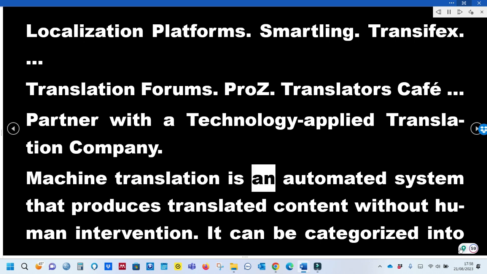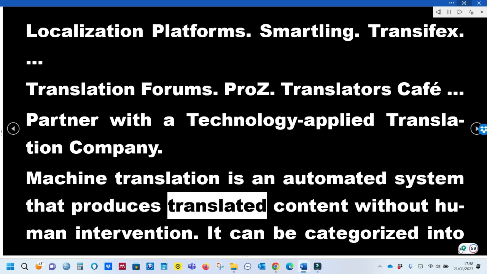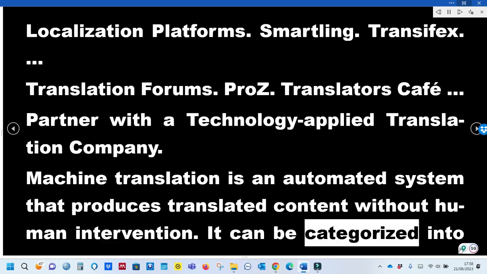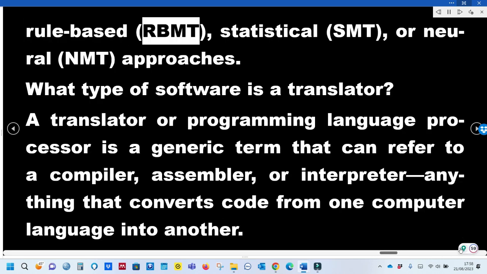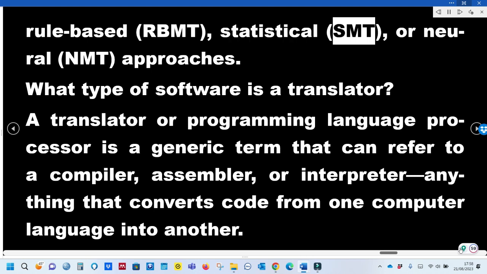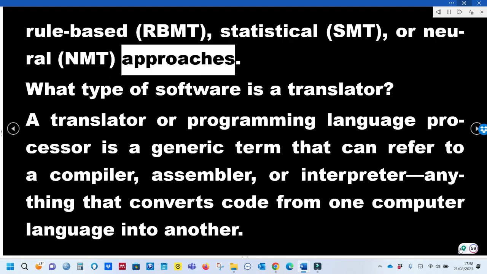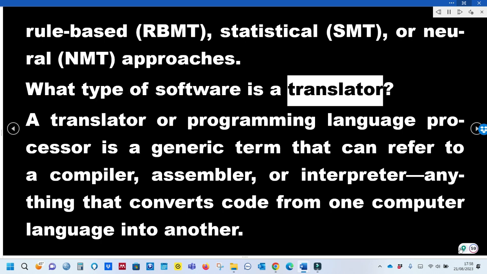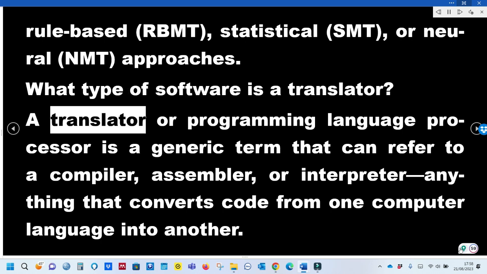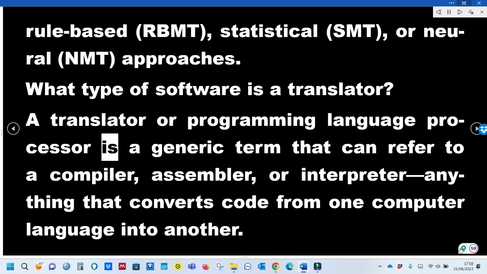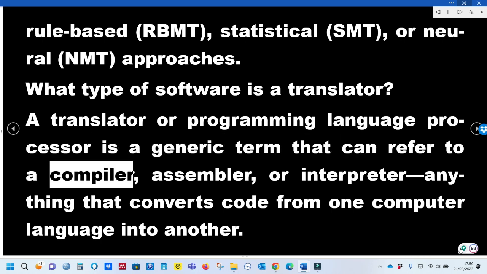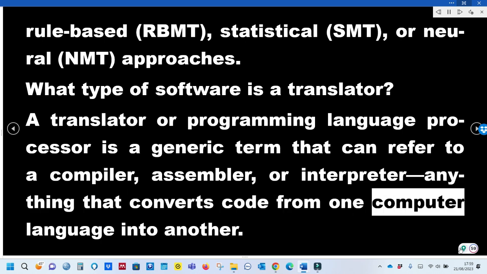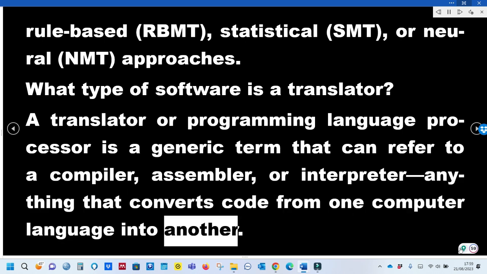Machine translation is an automated system that produces translated content without human intervention. It can be categorized into rule-based, RBMT, statistical, SMT, or neural, NMT, approaches. What type of software is a translator? A translator or programming language processor is a generic term that can refer to a compiler, assembler, or interpreter, anything that converts code from one computer language into another.